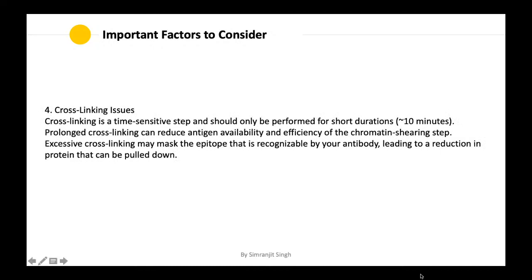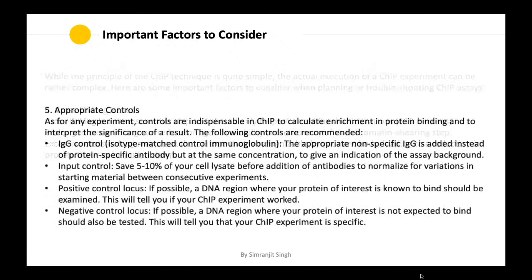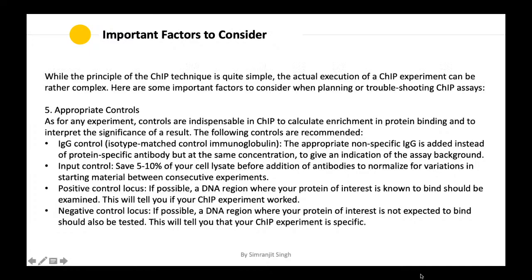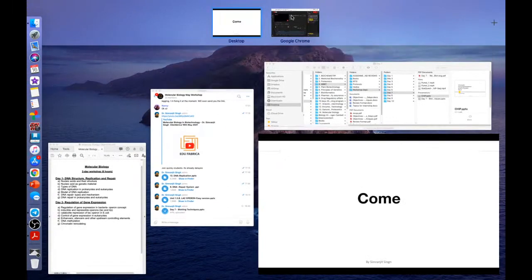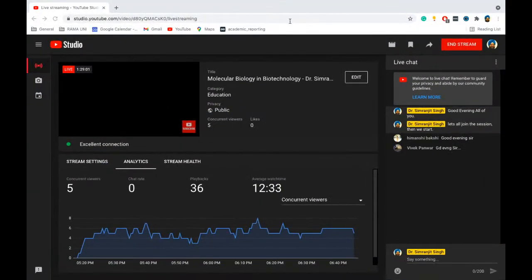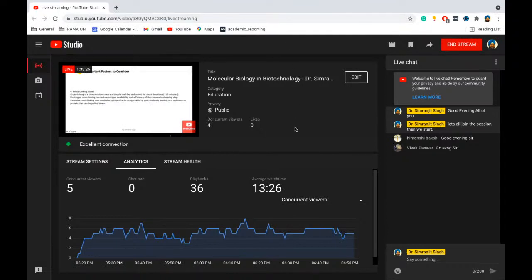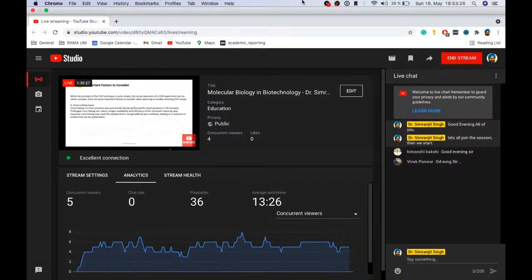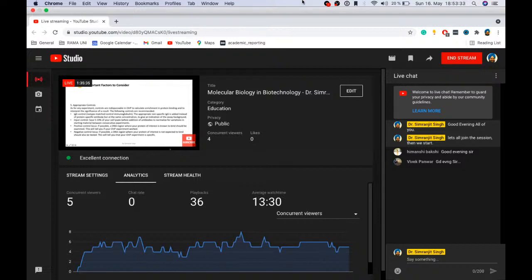Cross-linking issue: they could cross-link to other chromatin which we are not looking for. That could happen. We should have appropriate controls like IgG control, input, positive controls and negative controls, like in all experiments. So that's something that has to be taken care of while doing your chromatin immunoprecipitation. So let's see the last technique, how we do this, in a YouTube video format.